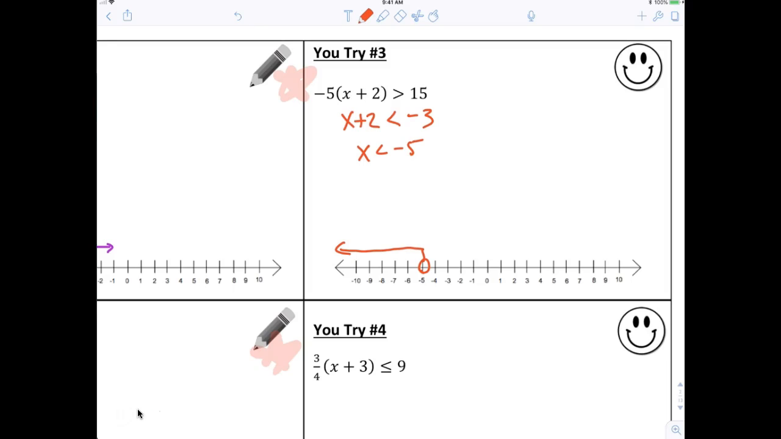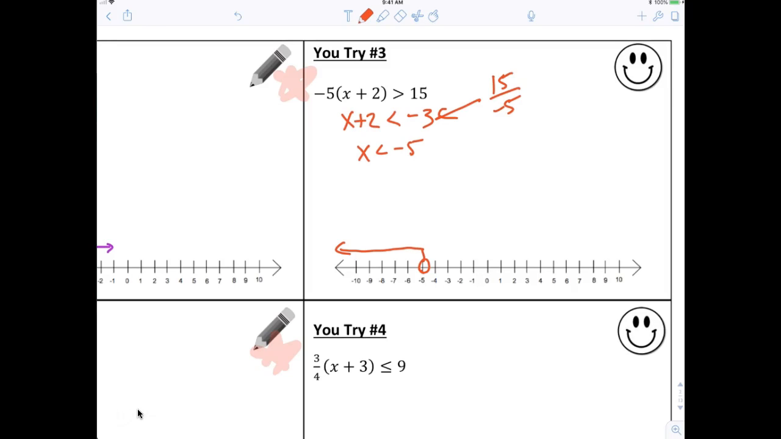Make sure you have it. Did you switch the sign? Wait, I got 5, because didn't you switch around the negatives? I'm taking 15 and dividing it by -5. What is that? It's -3. That is correct. That's why that's there.